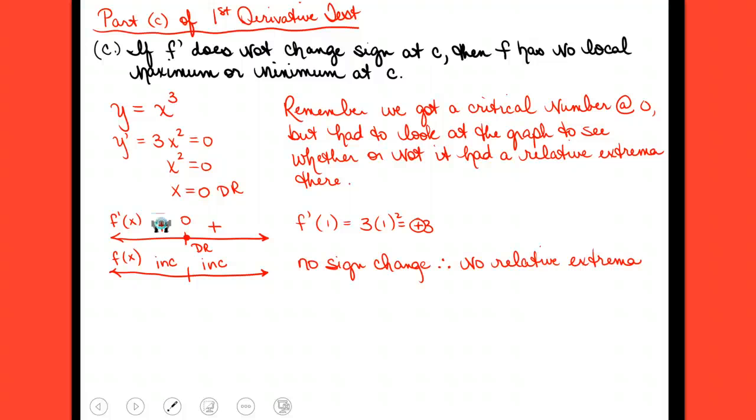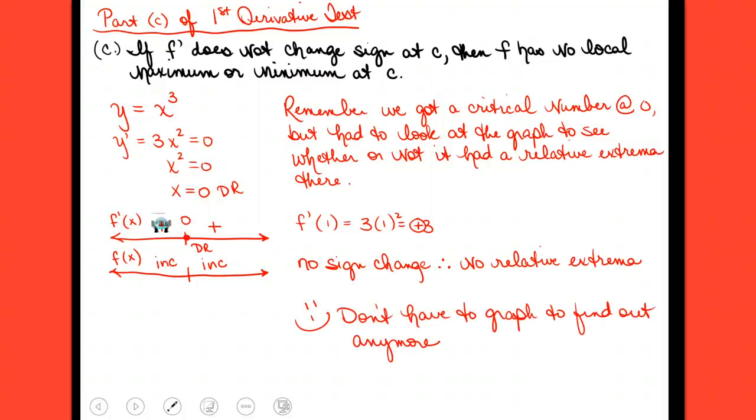Now I can use the first derivative test to say, okay, if there's no sign change, then there's no relative extrema. I don't have to graph the thing anymore to figure it out. So we focus primarily on the first and the second part of the first derivative test, and people tend to overlook that third part. But that third part is really helpful in helping us resolve an issue that we didn't have a way to fix before. And so you can see how that can help us.